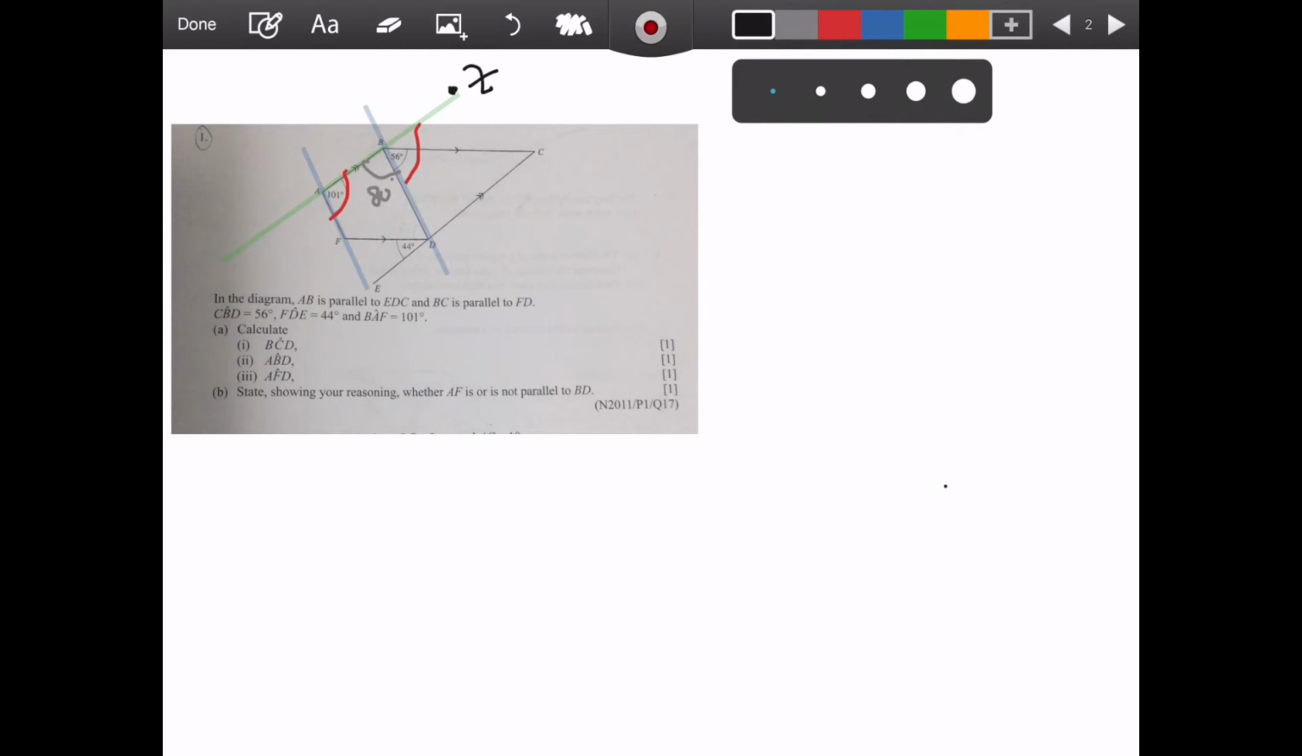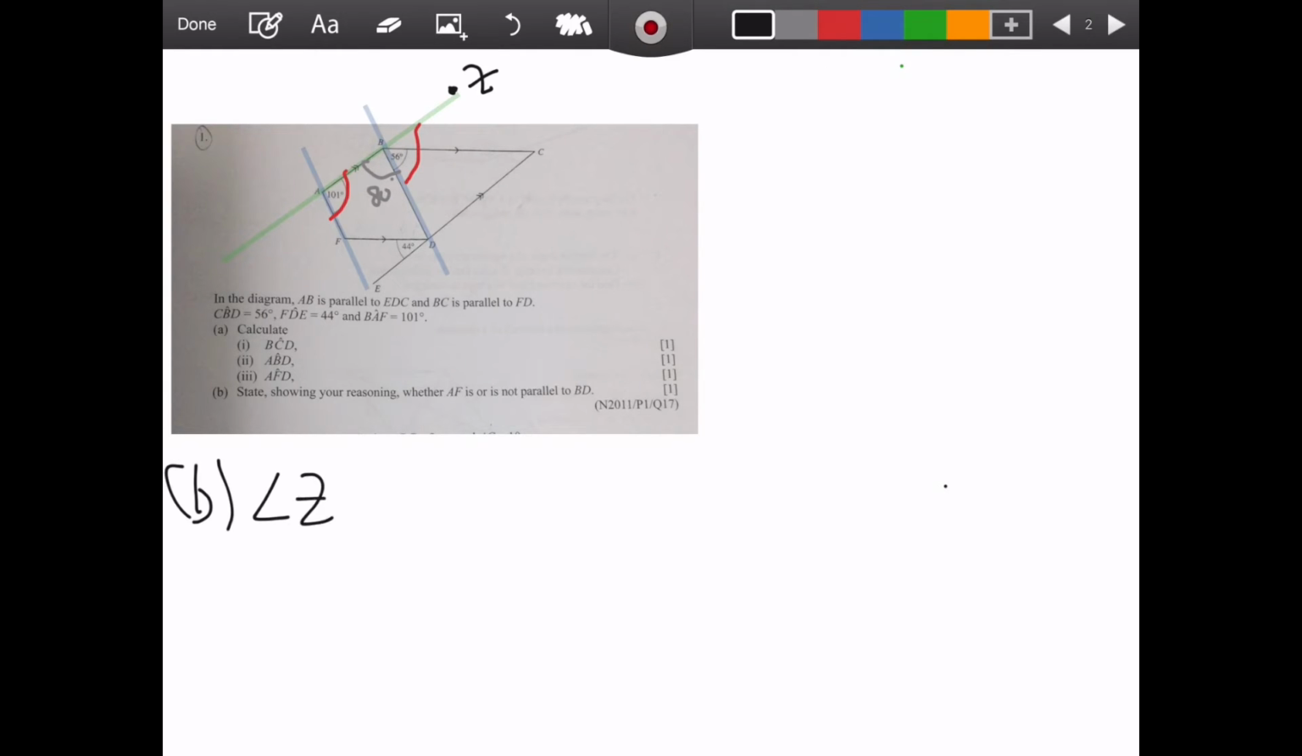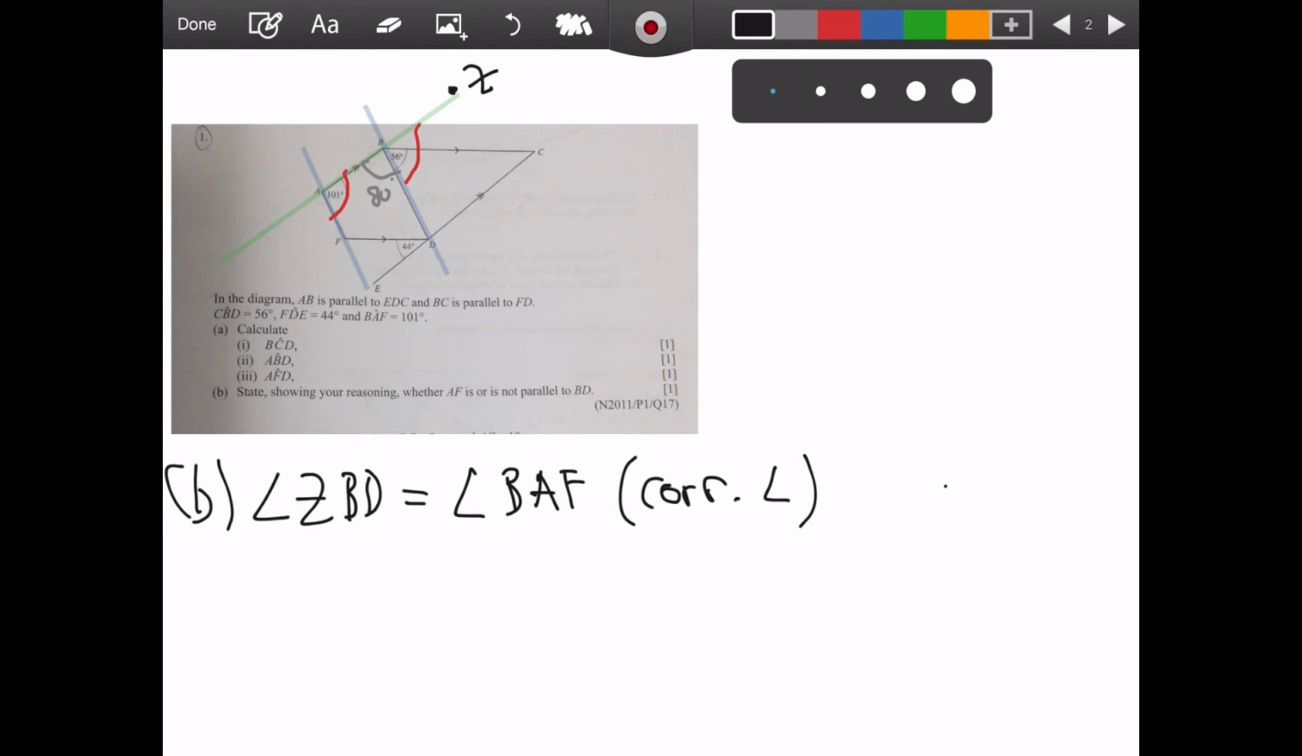So let's write that down. Part B, we see that the angle ZBD has to be equal to the angle BAF, and this is because of corresponding angles. They have to be equal if AF is parallel to BD. Let me write it down in one line so that it's easier to see.